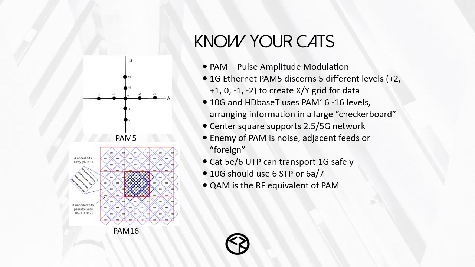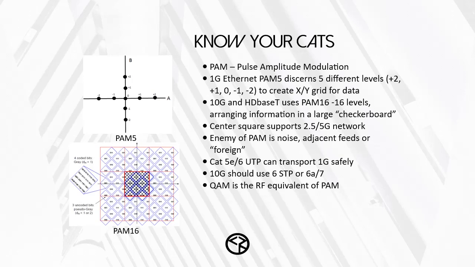Ethernet uses pulse amplitude modulation, and all that means is that you have a set of waves, hills and valleys, and you divide that up into different levels so that, for example, PAM5 that drives 1 gig Ethernet, that signal level is broken up into 0, +1, +2, and then for the valleys, -1 and -2. With added encoding, it creates an XY grid for data, so you have data on one aspect and data on another aspect, and all 4 pairs carry data across, giving you 1 gig Ethernet.